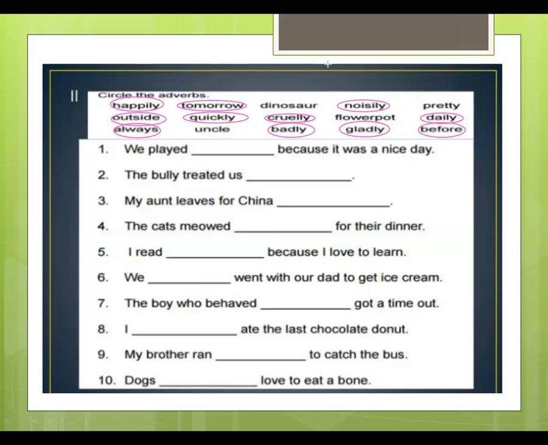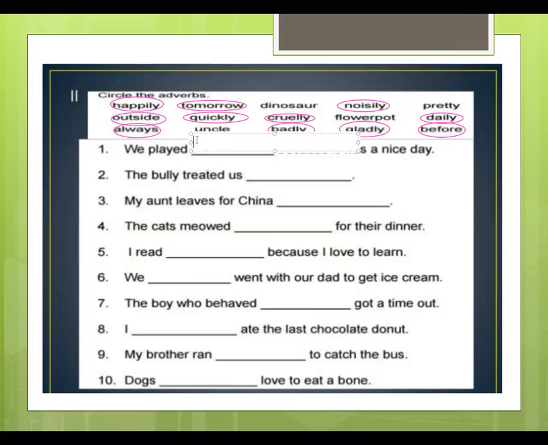Now, we are going to use these adverbs, the ones which we have circled, in these sentences. You can again pause the video for 10, 15 seconds, then check your answers. Fill in the blanks and check the answers. Are you all ready, kids? You've fastened your seatbelts. So let's get ready and check our answers.